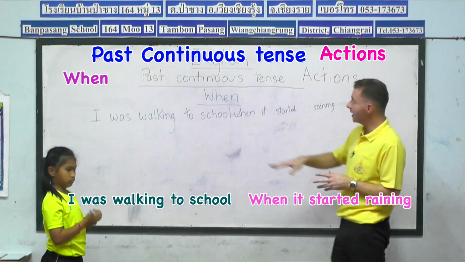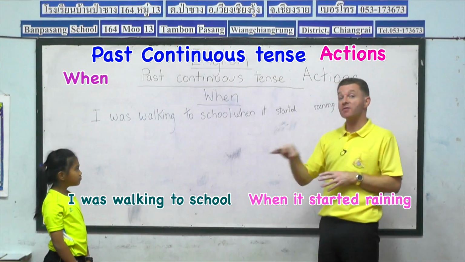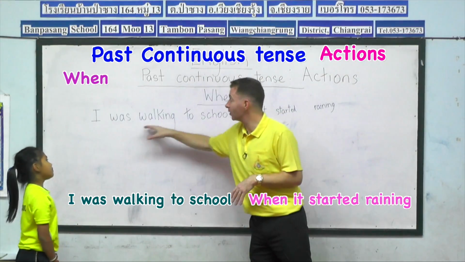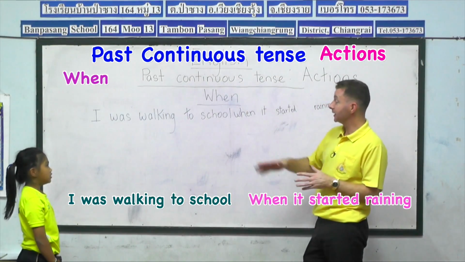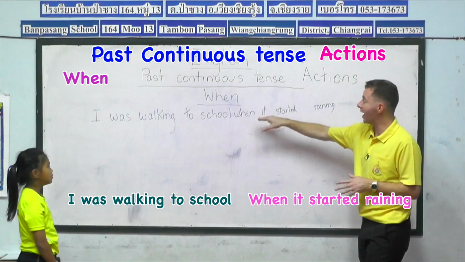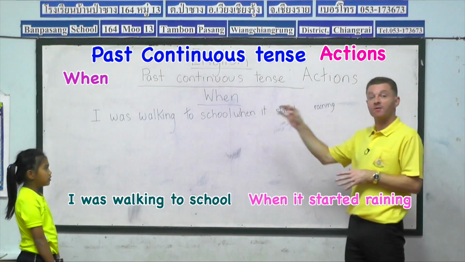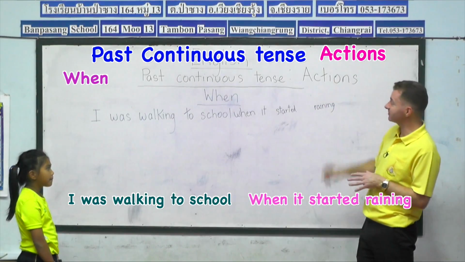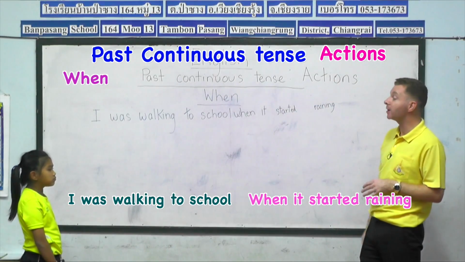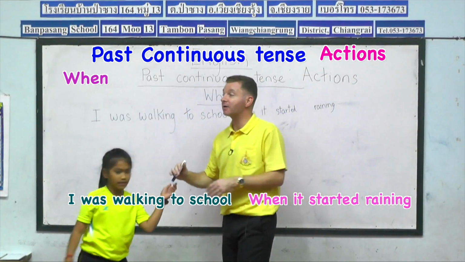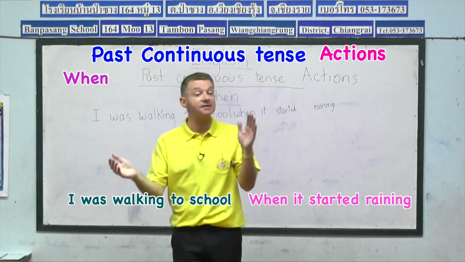So you see now how we've linked the two actions together using the word when. So let's say them together, guys. I was walking to school when it started raining. And that's a past continuous tense action sentence using the link word when. Pak Bung, that was brilliant. High five and a big round of applause for Pak Bung, please, guys.